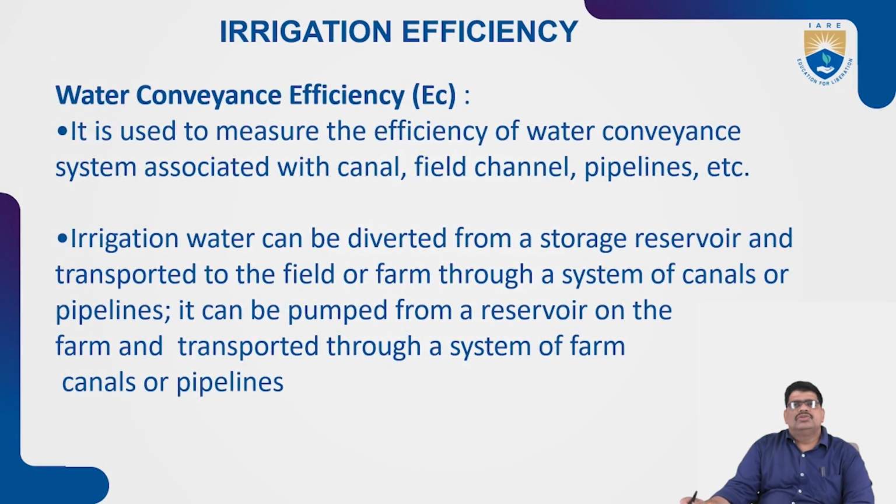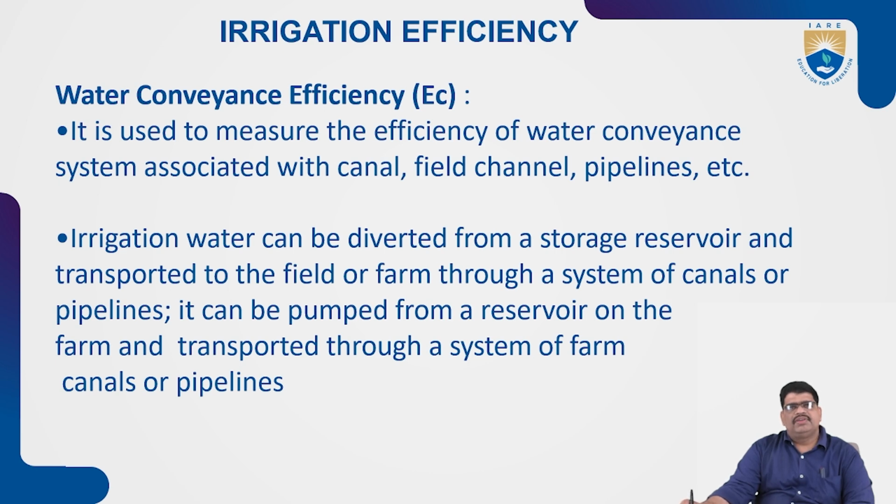It is used to measure the efficiency of the water conveyance system associated with the canals, field channels as well as the pipelines. Conveying is nothing but transporting the water from one place to another for the irrigation system. Whichever method is used for supplying the water, whether pipeline or canal, the medium conveys the water from one place to another for utilization without any losses.